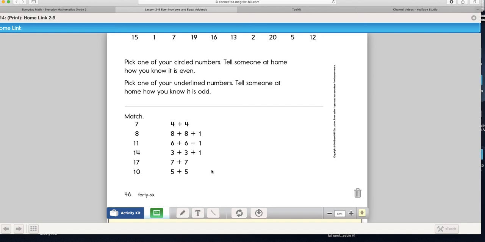Thank you very much. Paper in the basket. Thank you very much. Paper in the basket. Thank you very much. Paper in the basket. Thank you very much. Paper in the basket.